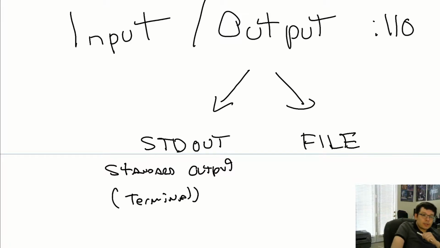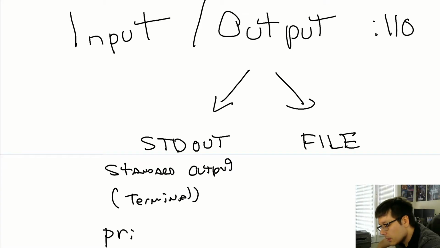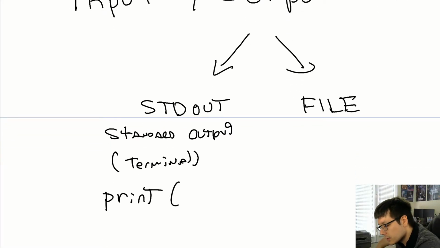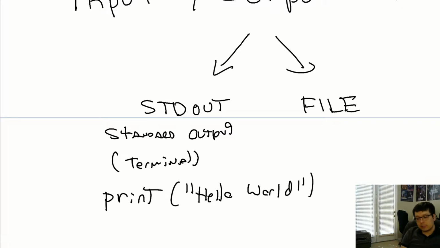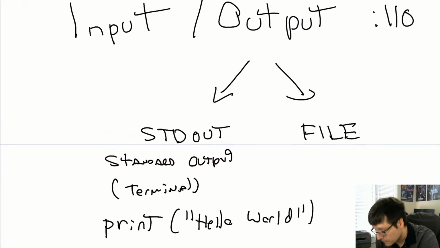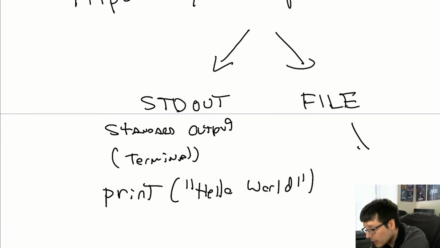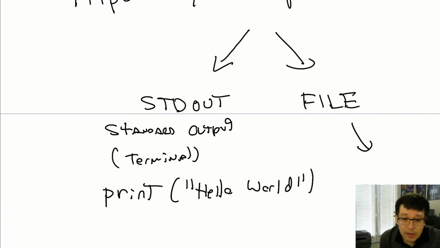You've already done this. How do you communicate to the terminal? Well, we have been doing it all along with the print function, right? So when you say print hello world, this tells the computer, hey, go to the terminal, wherever the program is running, and print out this content, whatever you pass in as your parameters. Very cool. What about the file output? Well, the file output you can do using a function, and I'll show you that in a minute.